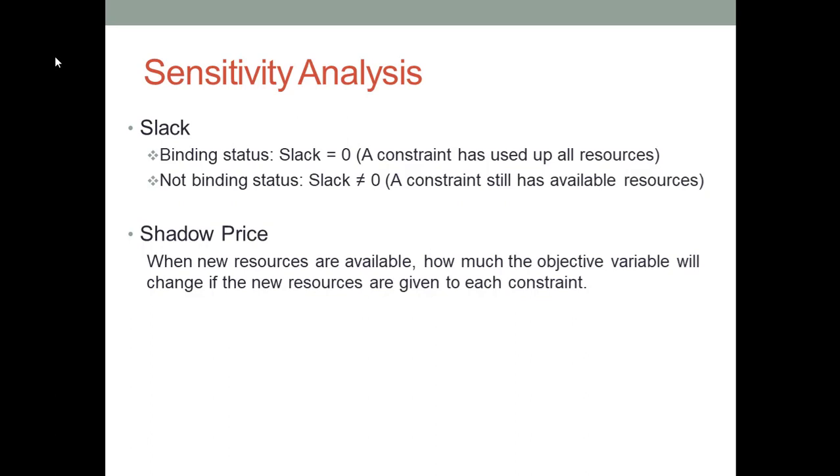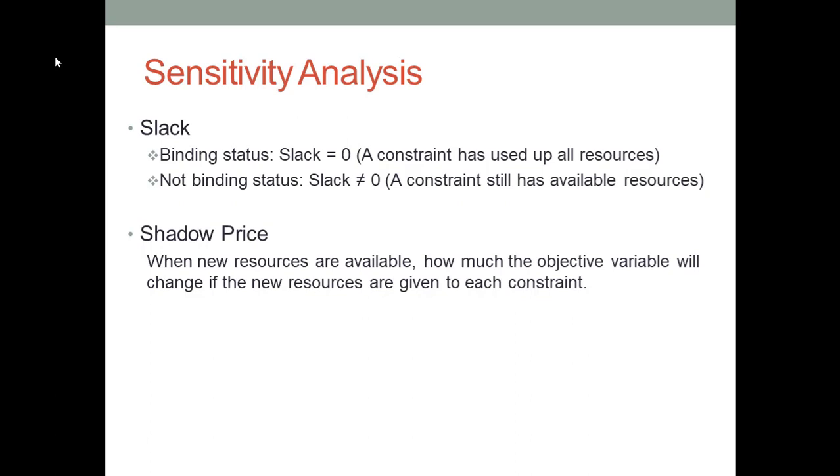If a constraint has a zero as its shadow price, that means no matter how many more resources we put into that constraint, the objective value will not change. Otherwise, it will increase or decrease. These are the two factors we are looking at in a sensitivity analysis report.